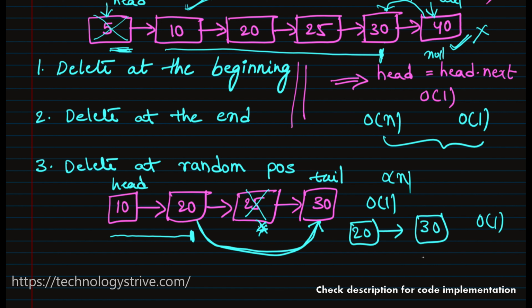In case of arrays we have to shift all the elements which are on the right side of 25 to here, right? But in case of linked list this is not the case. So deletion just takes order of 1 time complexity.